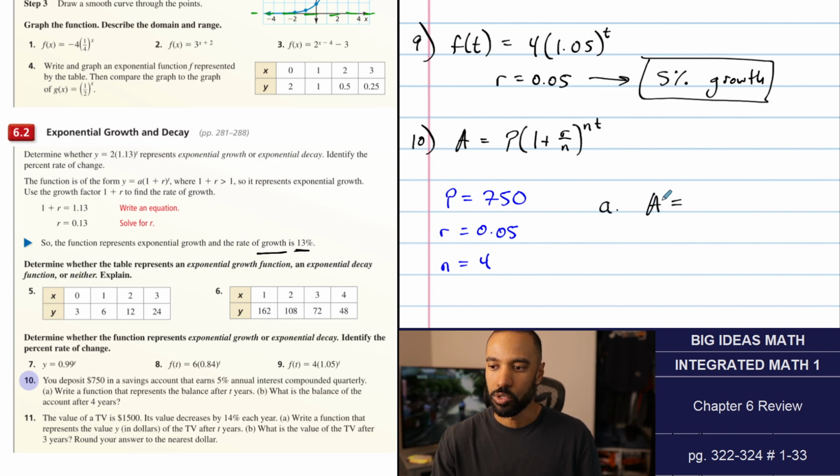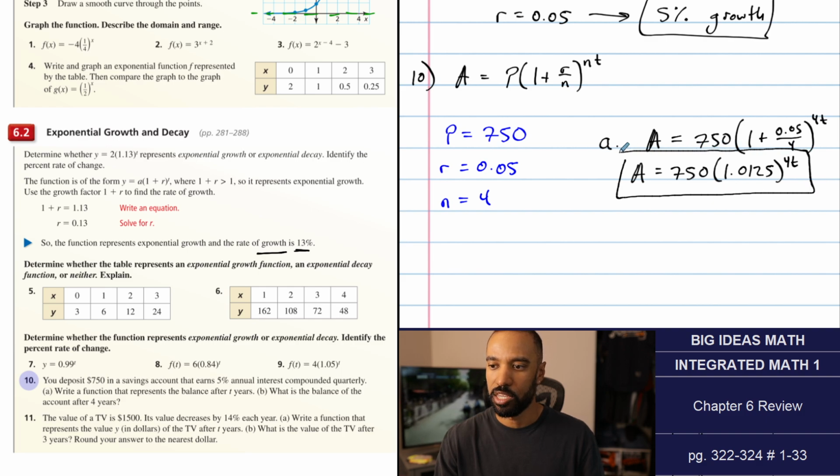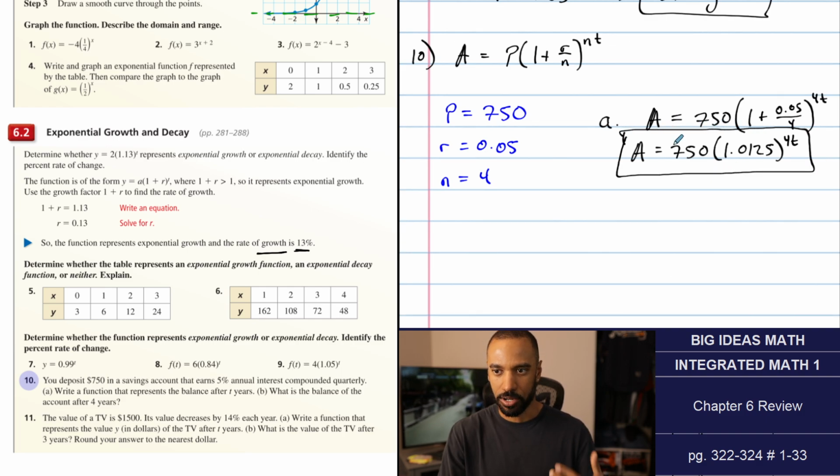A equals, or y equals, I'm used to writing A equals, forgive me. A equals 750 times 1 plus 0.05 over 4 to the 4 times t power. Now we can clean this up slightly, that inside part. 0.05 over 4 is 0.0125. So when you add that to 1, that's 1.0125 to the 4t power. This is our model we're going to be using based off the t years.